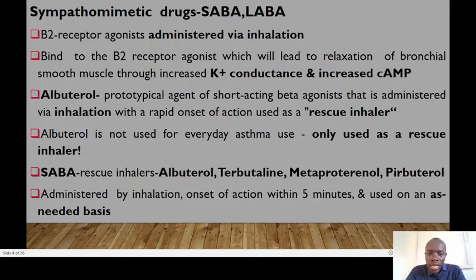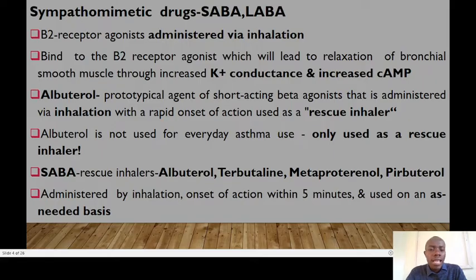So we could have albuterol. Albuterol is the prototypical agent of short-acting agonists that is normally administered via inhalation with a rapid onset, and it's normally used as a rescue inhaler. Guys, which one is used as a rescue inhaler? Albuterol, short-acting beta agonist. All right. So albuterol is not used for everyday asthma, okay? It is only used as a rescue inhaler. That is what you need to know. That is very key for our discussion, guys.